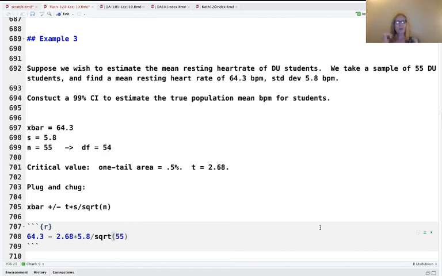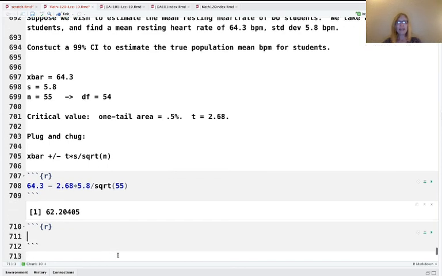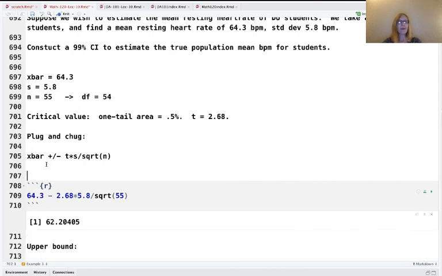Be careful here. That really is n, not the degrees of freedom. It's kind of confusing because you need to use the degrees of freedom to find the t value, but for the standard error, you're just going to use n. Okay, cool. That gives me a lower bound of 62 something. And I'm just going to copy paste to get my upper bound. Let me label these things. This one is the upper. And this one was the lower bound.